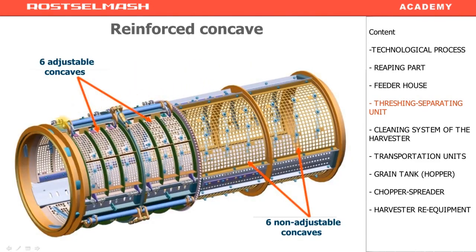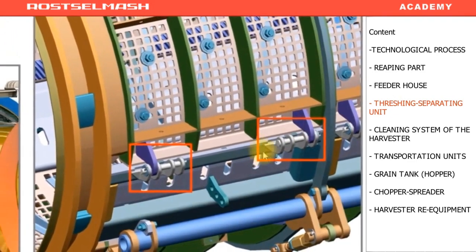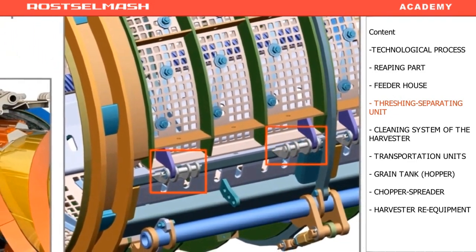The concave's frame. As you see, the concaves are installed on it. The adjustable ones, there are 6 of them. They are placed in pairs. So there are 3 pairs of adjustable concaves. The non-adjustable concaves are also placed in pairs, and there are also 6 of them. The non-adjustable concaves are firmly fixed, with 3 bolts at the top and 3 bolts at the bottom. When slot mortises break, replace them if they are the smaller ones.